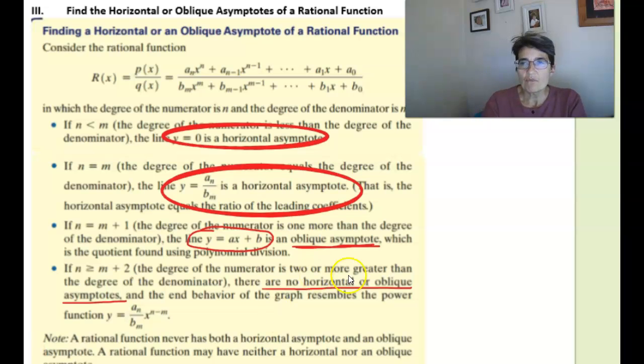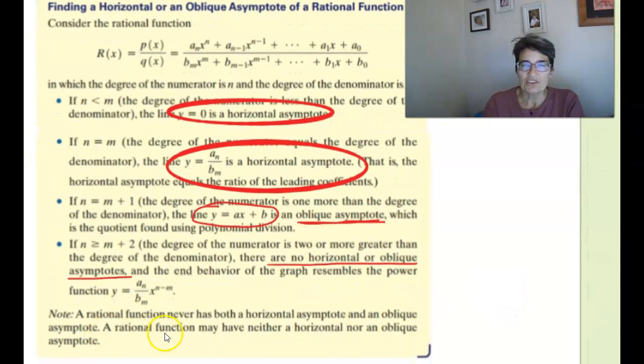Right? One more note is that a rational function never has both a horizontal and an oblique asymptote. If it has horizontal or oblique asymptotes at all, it's going to be either horizontal or oblique, or you can have none at all. But you could have several vertical asymptotes and a horizontal, or several vertical asymptotes and an oblique. Okay, so vertical and horizontal mix, vertical and oblique mix, but horizontal and oblique do not mix together.